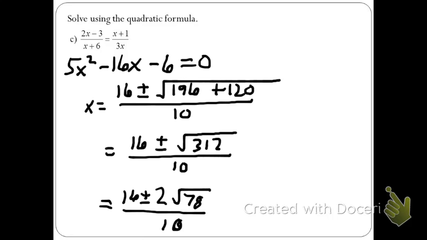Alright, then the next thing I need you to notice is this. We haven't had the chance to do this yet in this video. We can simplify this fraction even though we can't do anything else with the radical. And that's because all three of these terms, 16, the coefficient for the radical, 2, and the denominator, 10, all have a common factor. And that common factor is 2. And what we're going to do is divide each of those by 2. And so we're going to get 8 plus or minus 1 square root of 78 over 5.